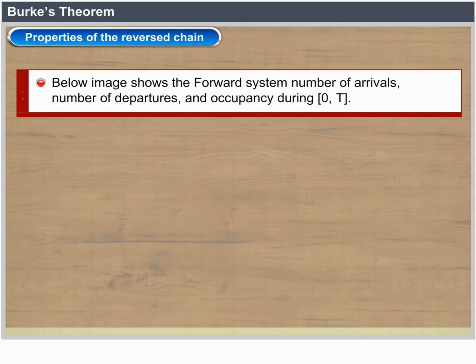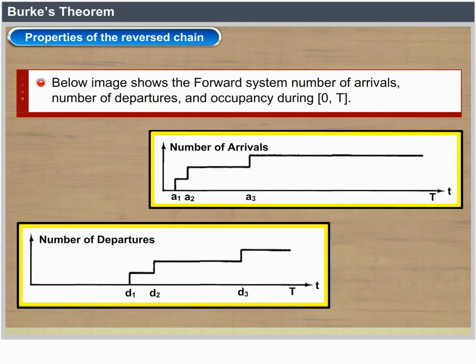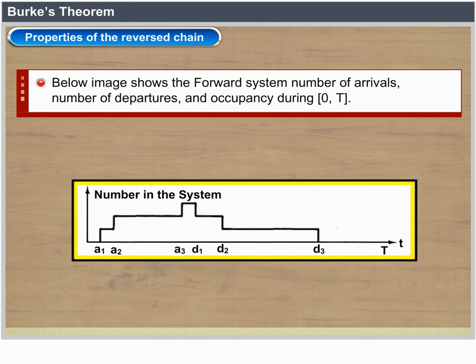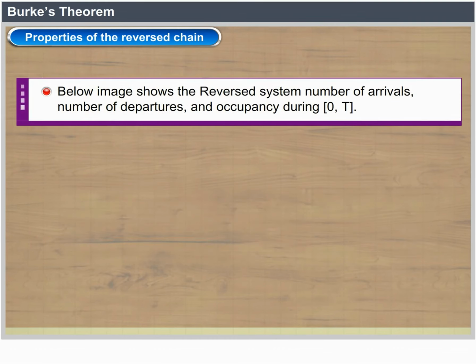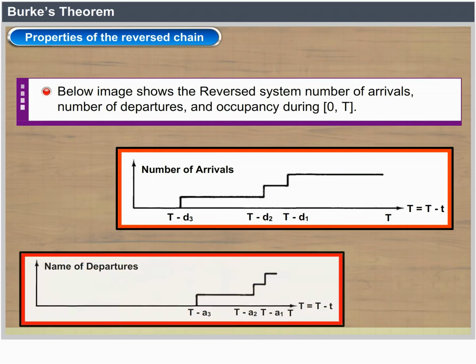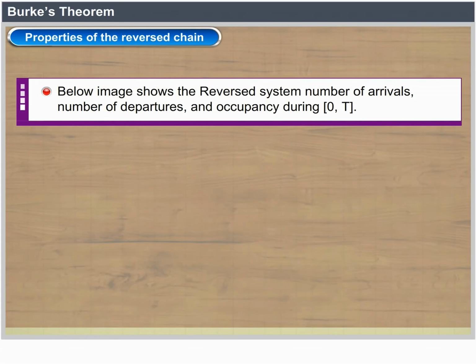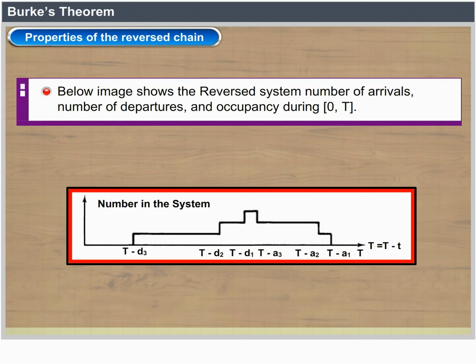The image below shows the forward system: number of arrivals, number of departures, and occupancy during the closed interval [0, t]. The image below shows the reverse system: number of arrivals, number of departures, and occupancy during the closed interval [0, t].